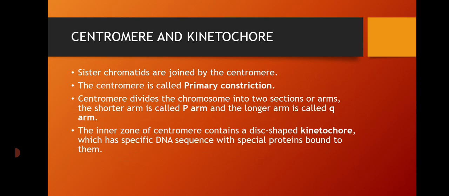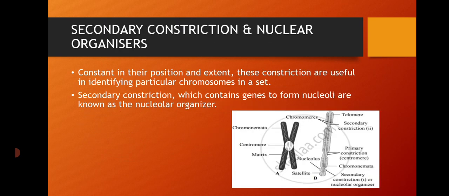The next part is the secondary constriction or nucleolar organizer. Constant in their position and extent, the constrictions are useful in identifying particular chromosomes in a set. Secondary constrictions can be distinguished from the centromere at anaphase because the chromosome bends only at the centromere. Secondary constrictions, which contain genes to form nucleoli, are known as the nucleolar organizer.